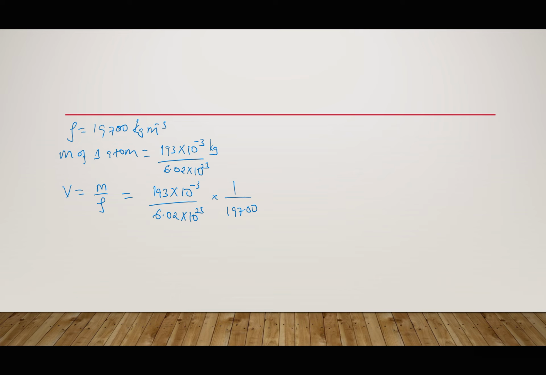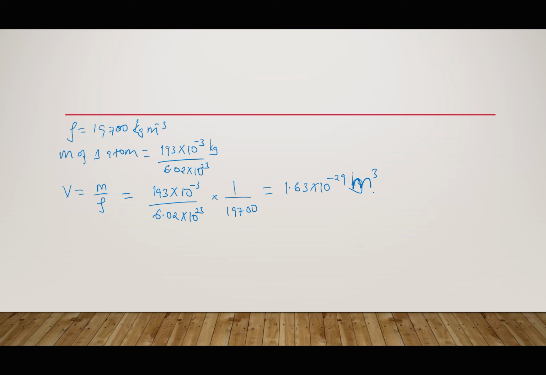So I'll just check my calculator. 193 exponent minus 3 divided by 19700 times 6.02 exponent 23. So this is giving me the volume of one atom to be approximately 1.63 times 10 to the power of minus 29 meters cubed. That is the volume.